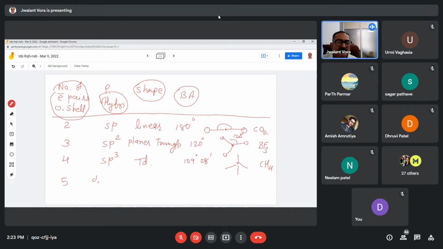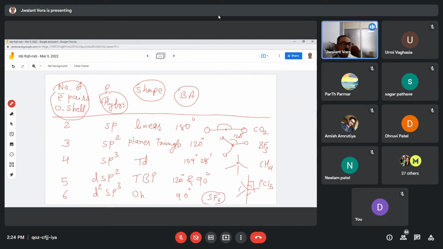If 5, it is dsp3 hybridization with TBP, trigonal bipyramidal, with 120 degrees, and upper one, lower one will be forming 90 degrees, say for example PCl5. And the last one, 6, is d2sp3, that is octahedral. All the bond angles are of 90 degrees, say for example SF6.